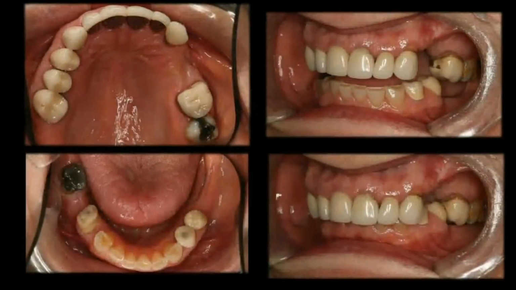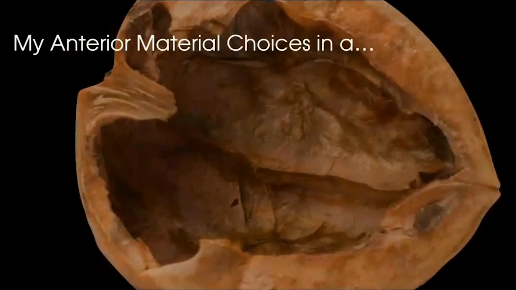Like in this particular case, this person's almost closed in on themselves. 100% overbite and a big overjet as well, and look at the over eruption of the posterior teeth. So there are some challenges there on what materials to use or how to even approach this case in general.